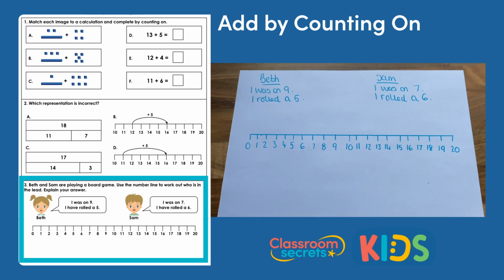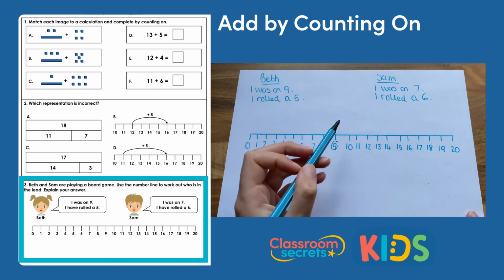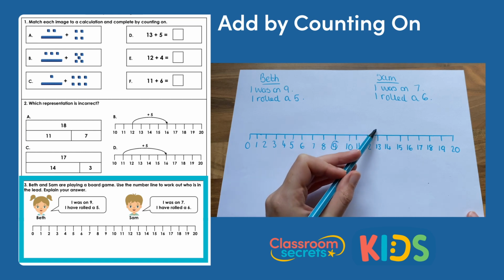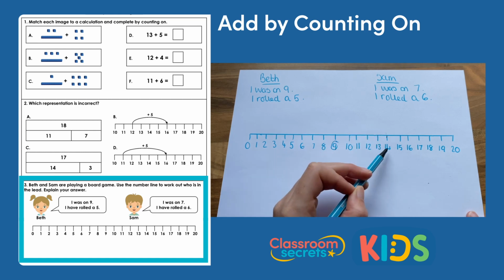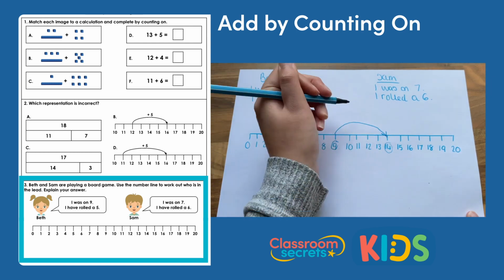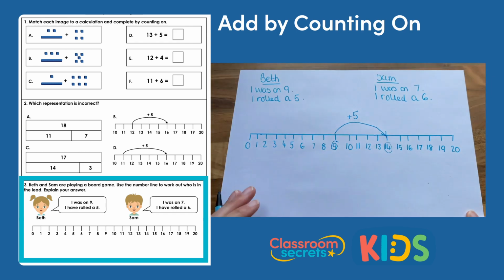So let's start off by doing Beth and finding out what number she's on now. So she was on 9. So I'm going to put a circle around 9. She rolled a 5. So I'm going to do 5 jumps along. 1, 2, 3, 4, 5. She would end up on 14. So she's added 5, and we've ended up on 14. So Beth's new number is going to be 14.